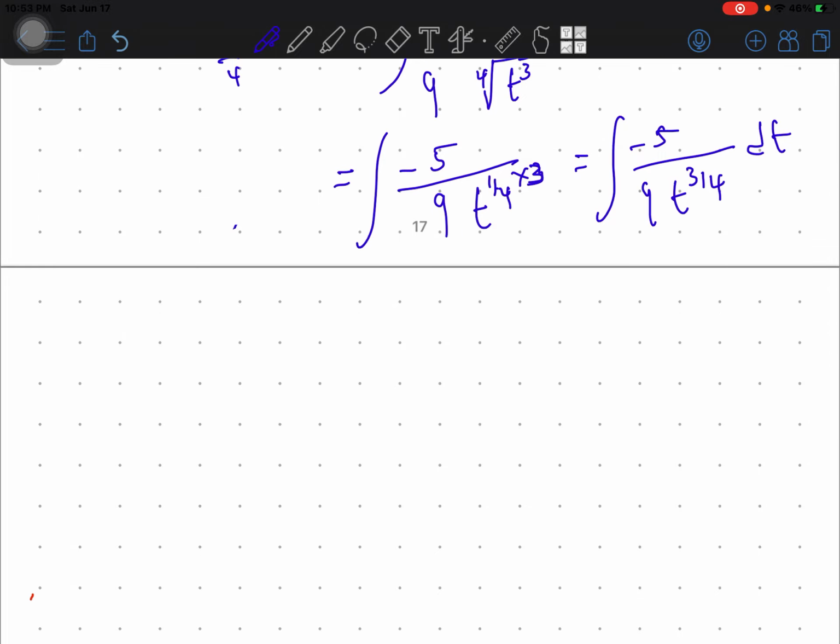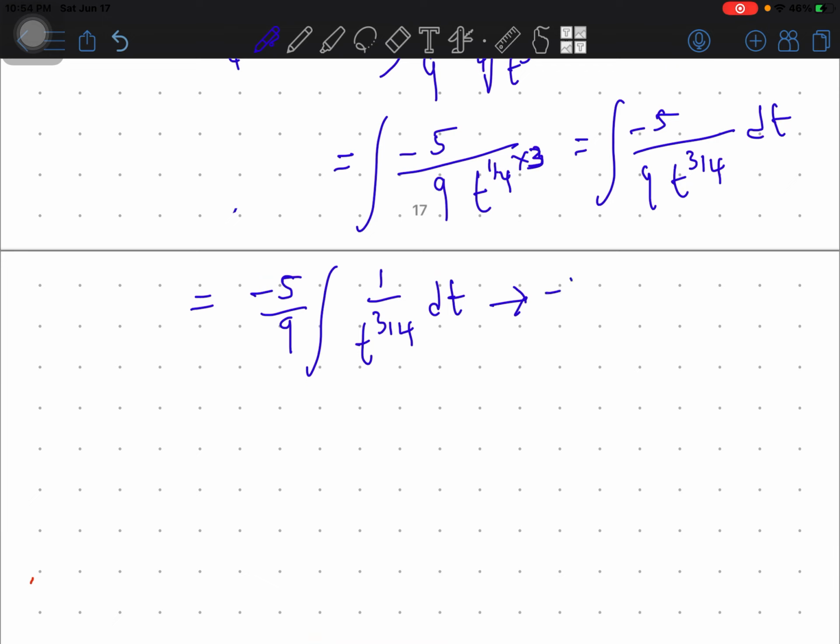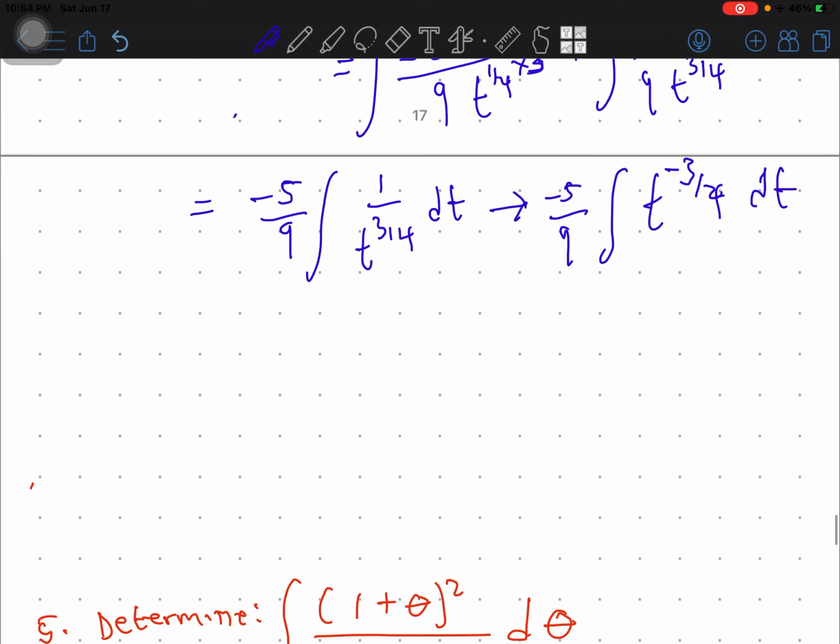So since it has been simplified right now, you can bring the constant out, and then you proceed in solving the equation. Now you have 1 over t power 3 over 4 dt. You can also further simplify it by bringing it up, and then you are going to get -5 over 9, then integral of t power -3 over 4, because I brought it up, it becomes negative, and then dt.